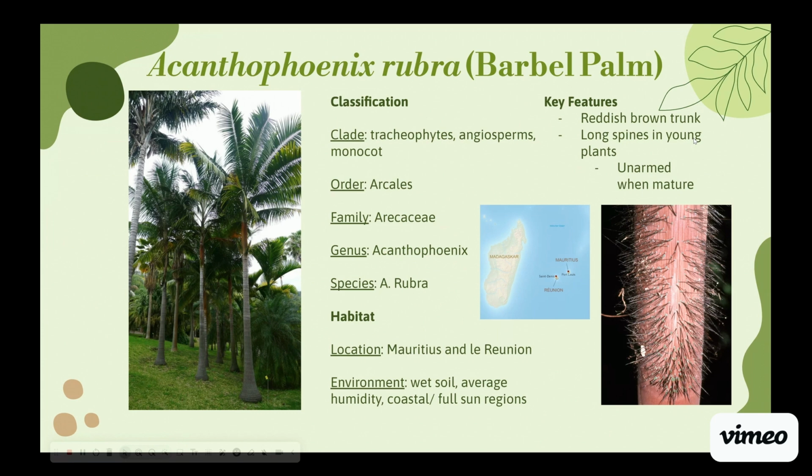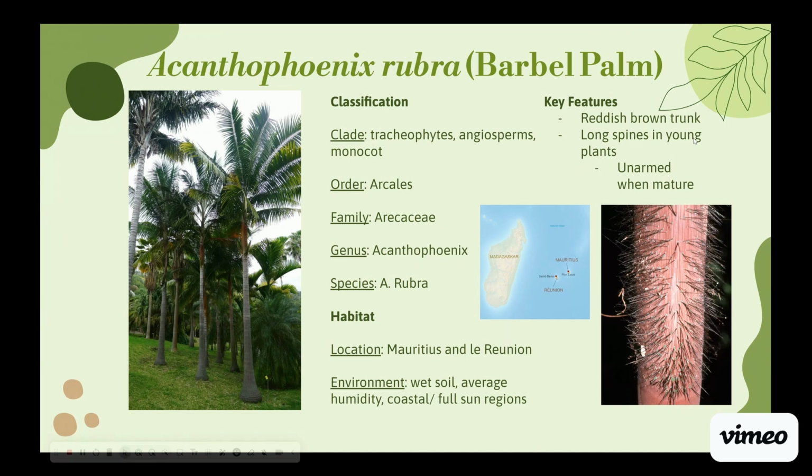The typical habitat of this palm is Mauritius and La Réunion, two islands off of the coast of Madagascar, which are part of the French territory. The damp, mildly humid, and sunny environment of these islands is ideal for the growth of these palms. One of the most distinct features of the plant is the reddish-brown trunk and long spines that eventually disappear as it matures.